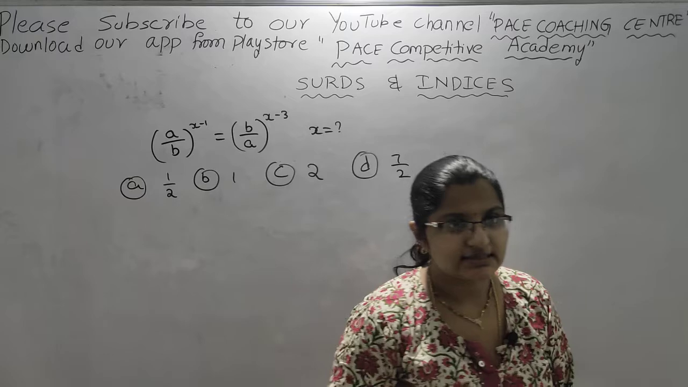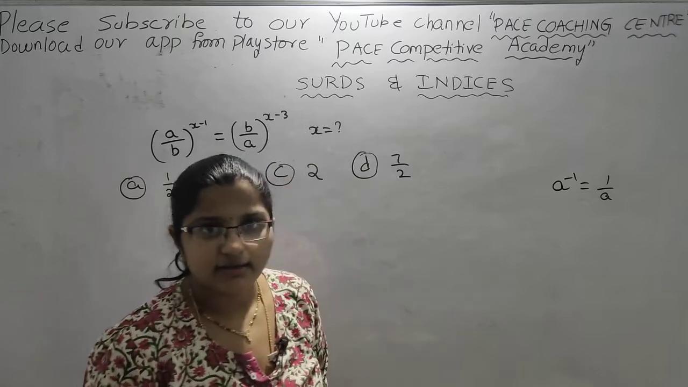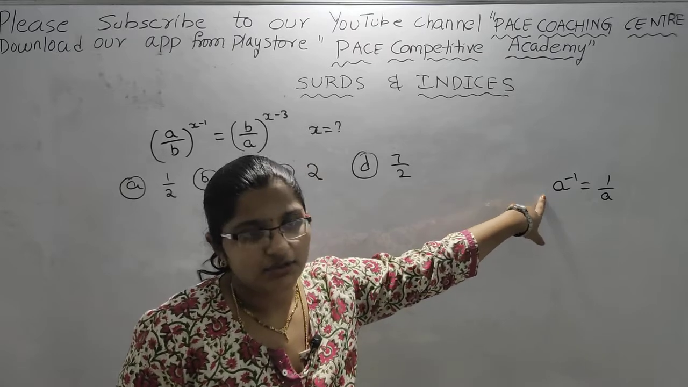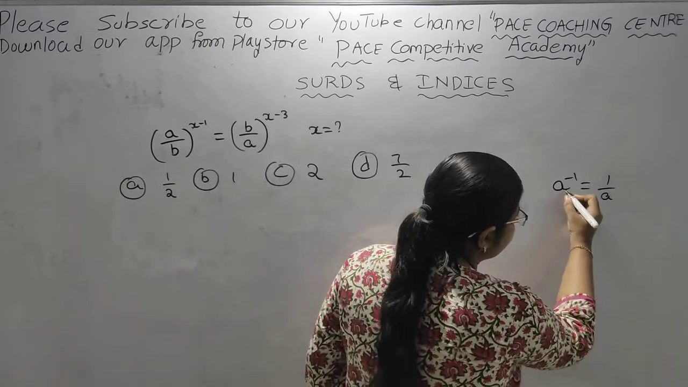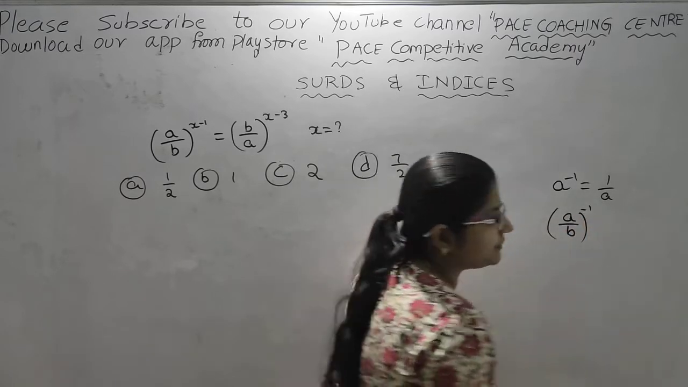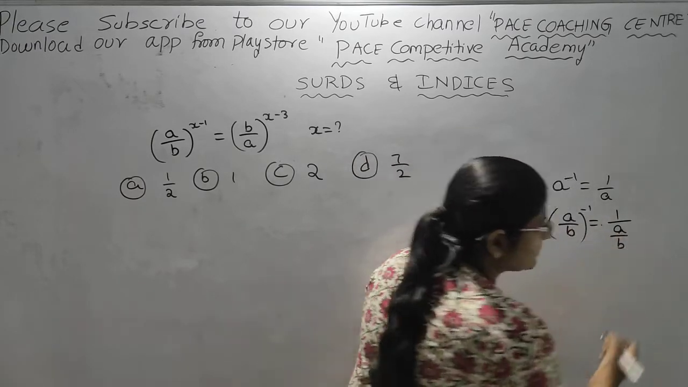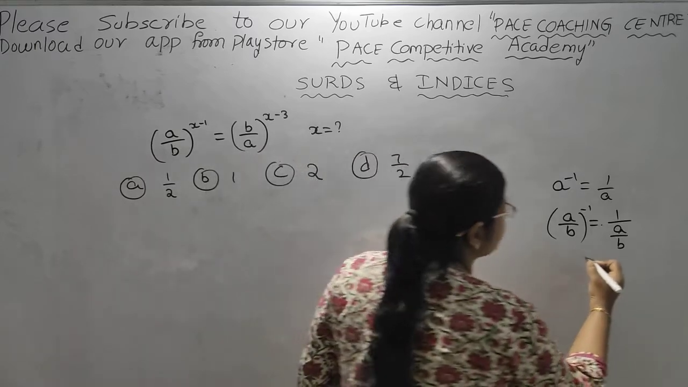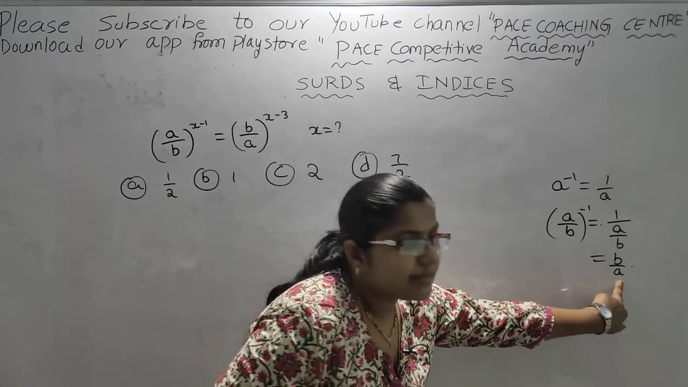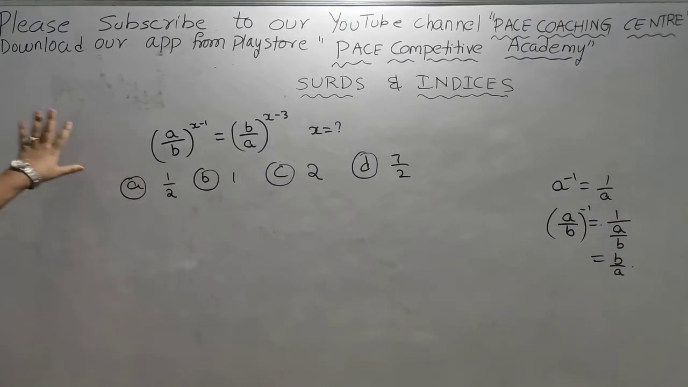From the law of indices, I have already told you, a inverse is nothing but 1 by a. A inverse can be written as 1 by a, and 1 by a can be written as a inverse. So in place of a, I am taking a by b. (a/b) whole inverse can be written as 1 by (a/b), and 1 by (a/b) is nothing but b by a. So can we write b by a as (a/b) inverse? Right, the same thing we can do here.